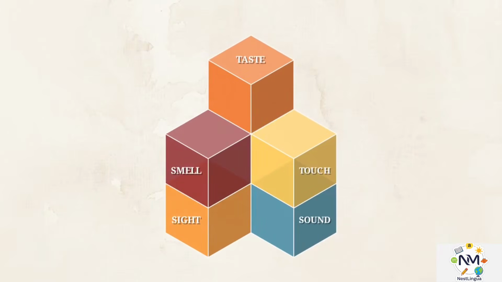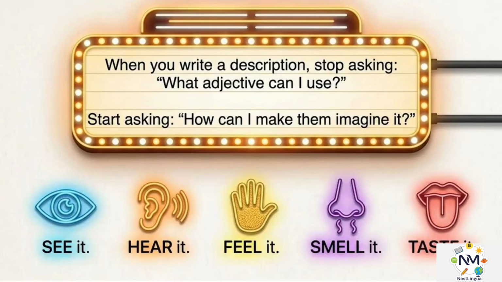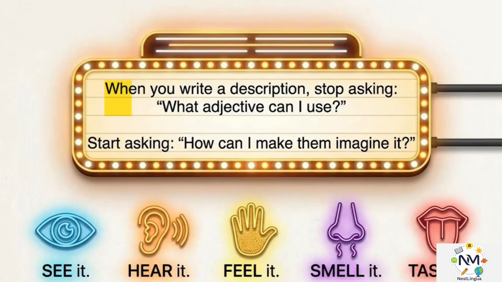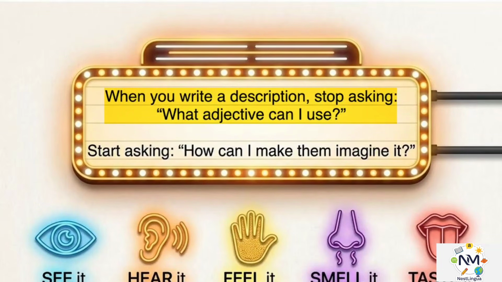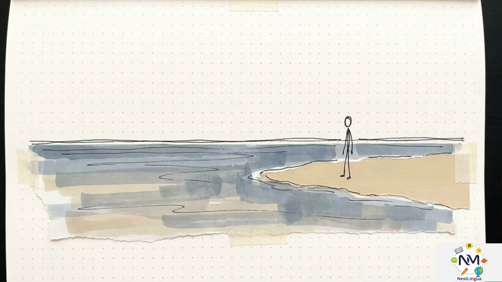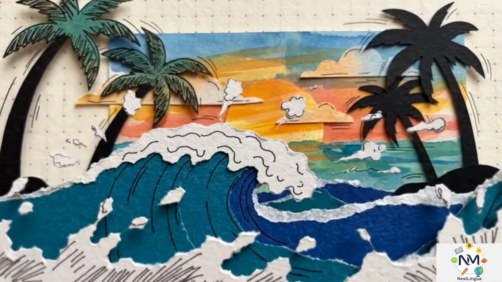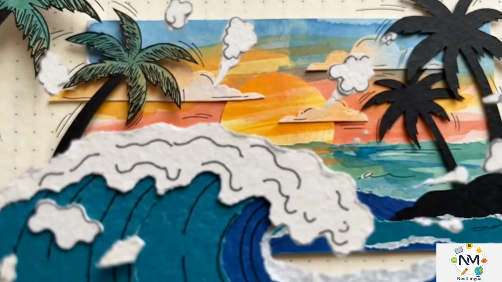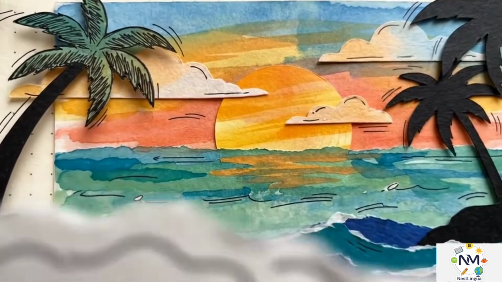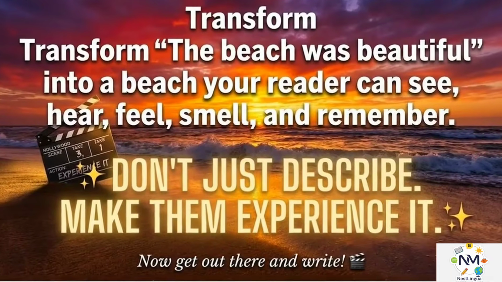This requires a change in how you approach your craft. As this marquee sign suggests, stop asking, "What adjective can I use?" and start asking, "How can I make them imagine it?" "The beach was beautiful" fails because it's a summary. A multi-dimensional description succeeds because it provides the reader with the evidence they need to reach that conclusion themselves. Don't just describe the world to your audience. Force them to experience it.